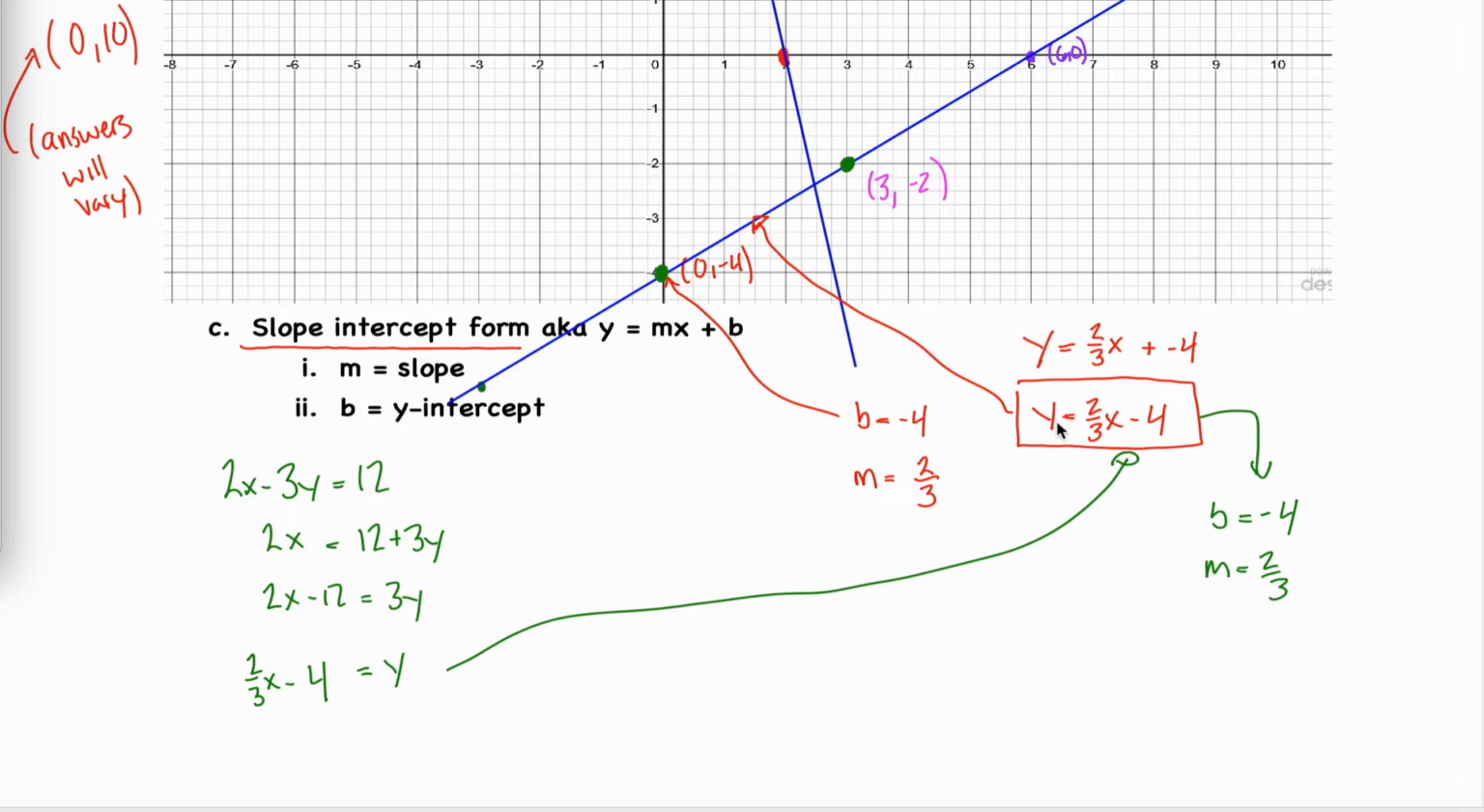So if somebody gave you something like y equals 2/3 x minus 4, you could just look at that and immediately know that the slope of this line is 2/3 and that the y-intercept is negative 4. And conversely, if we had the graph and we could tell that the y-intercept is negative 4 and the slope is 2/3, then we could come up with the equation of that line by just plugging into slope-intercept form.